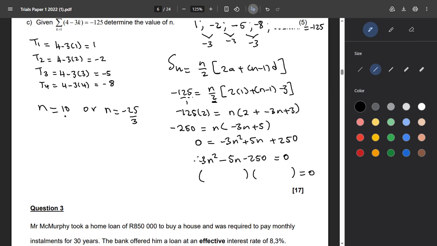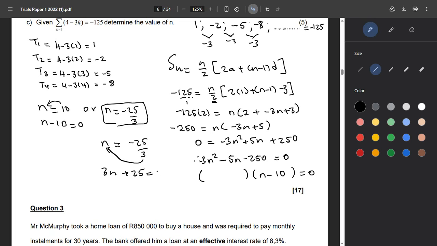Okay, so for n equals 10, you bring the 10 this side, it becomes negative. So that's n minus 10. It's 0. So your factor will be what? n minus 10. Then you do the same with this guy here. If I have n to be minus 25 over 3, take this 3, multiply that n, which gives you 3n. Bring that 25 this side to be positive, equate this to 0. Therefore, this is 3n plus 25. Trust me.